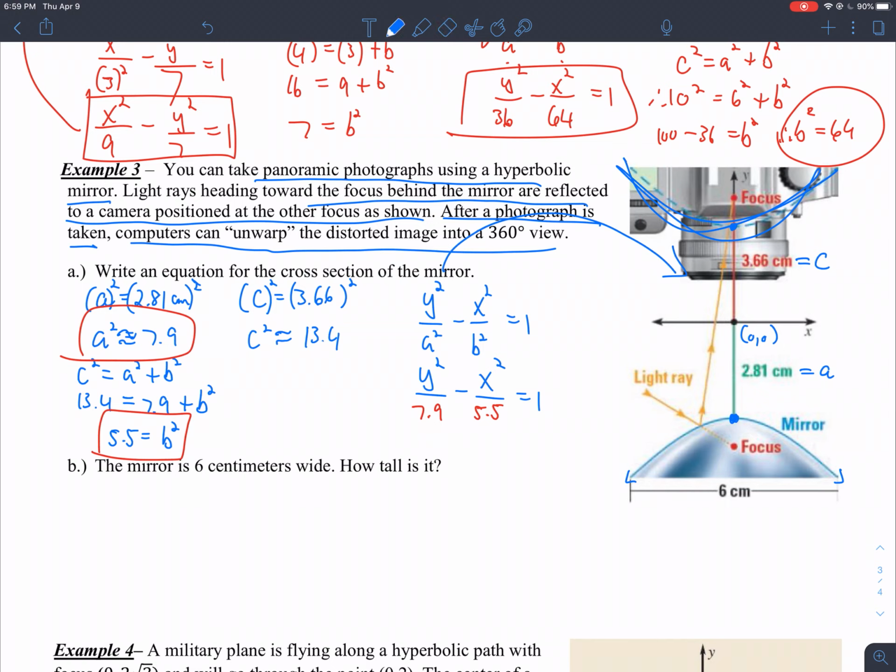Alright, so the mirror is 6 centimeters wide. So from here to here is 6. How tall is it?